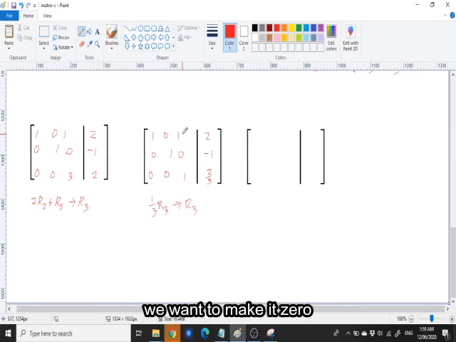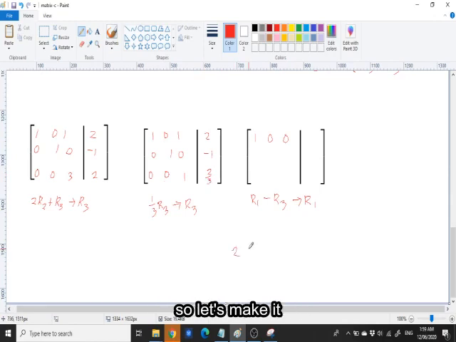So finally, we want to get rid of this entry here. We want to make it 0. And to do that, we're going to subtract the third row from the first row. So first row minus third row will replace the first row. So 1 minus 0 is 1. 0 minus 0 is 0. And then 1 minus 1 is 0. And then 2 minus 2/3.